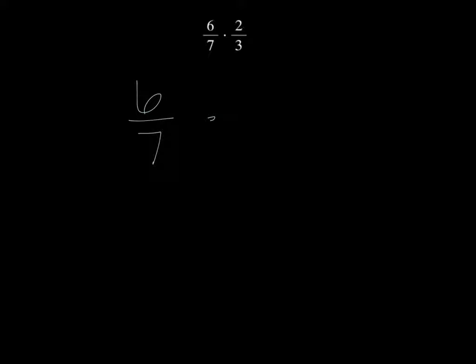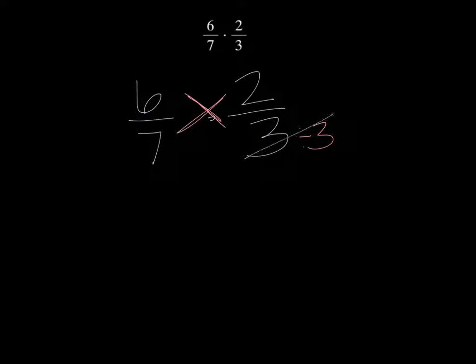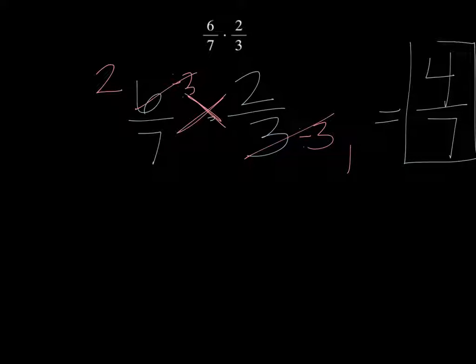6/7 times 2/3. Now I'm looking. There's nothing diagonally with those two. What about these two? Yep, I could divide by 3. Divide by 3 again. We're simplifying, so we have to do the same number. I'd get 2. So now instead of doing 7 times 3, I'm doing 7 times 1, which is a lot easier. And instead of doing 6 times 2, I'm doing 2 times 2. So I would get the answer of 4/7 here.